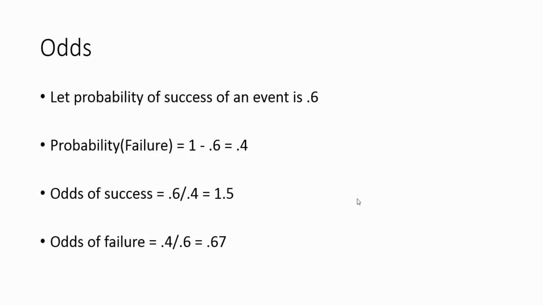So what is the odds of failure? The odds of failure equal the probability of failure divided by the probability of success. So it's the reciprocal of the odds of success: 0.4 by 0.6 equals 0.67. So that's how we define the odds of success and odds of failure.